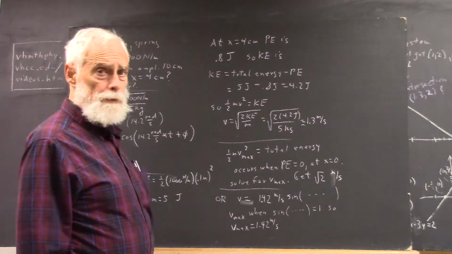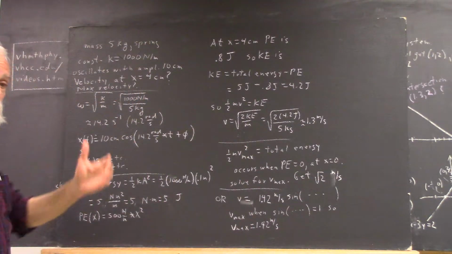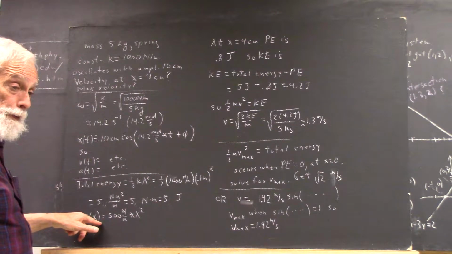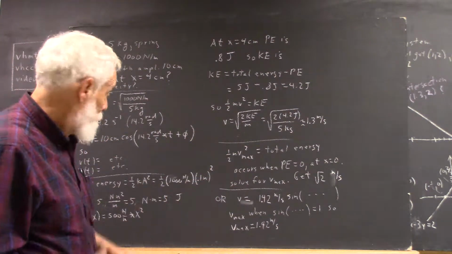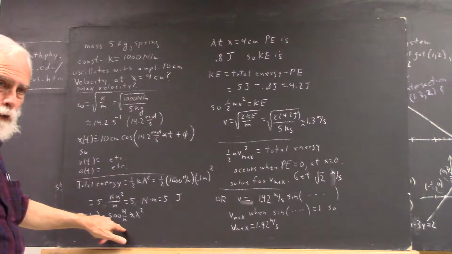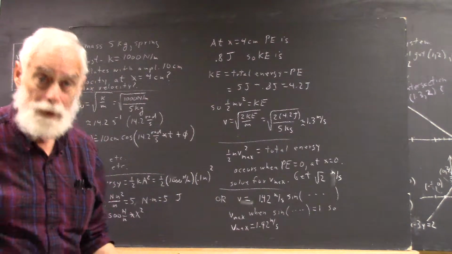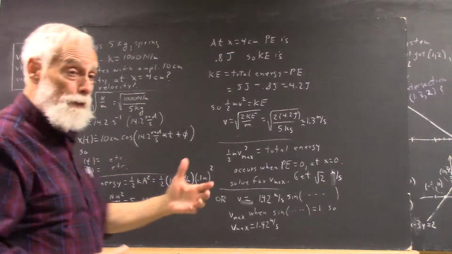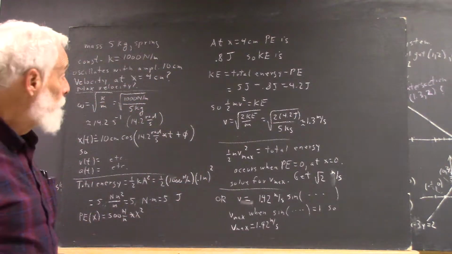But it's much easier to use energy conservation. Well, we know the total energy, which is the sum of potential and kinetic. We know the potential energy at a position. Well, if we know the total energy at all positions, the 5 joules, and we know or can calculate the potential energy at that point, then we can do a very simple arithmetic operation and get the kinetic energy. And once we have the kinetic energy, well, we know the mass, so we can easily find the velocity. Okay?